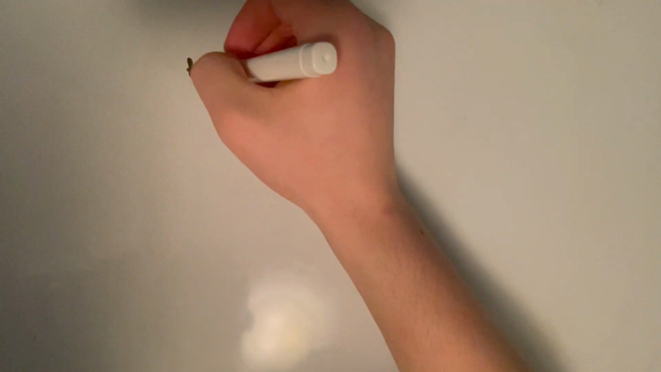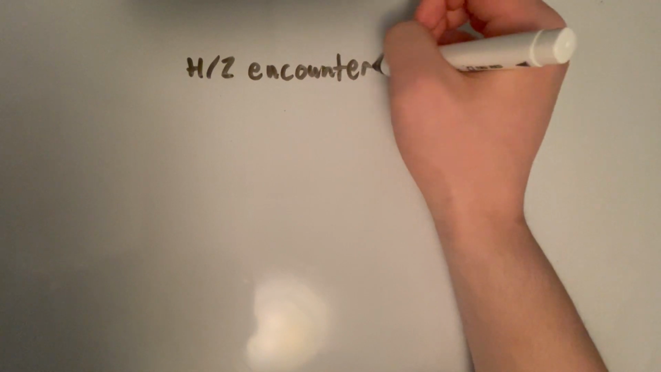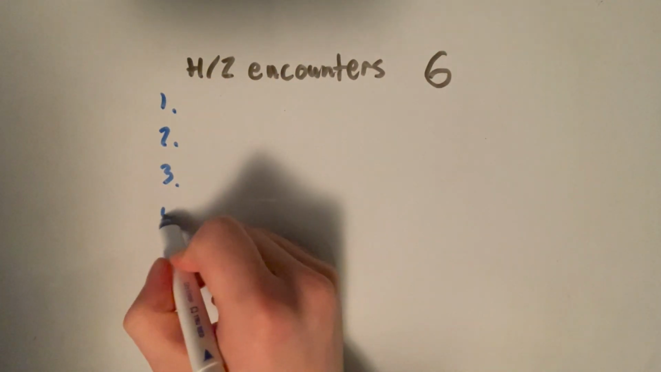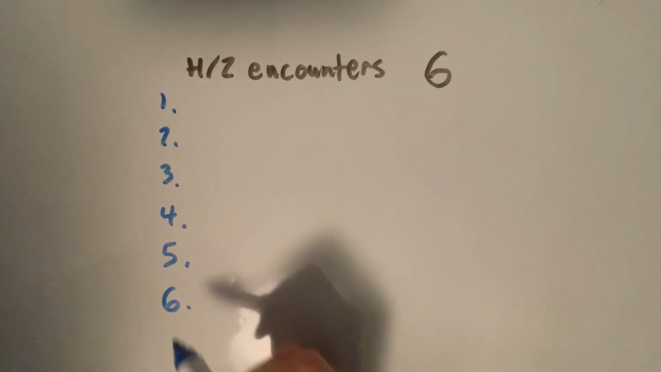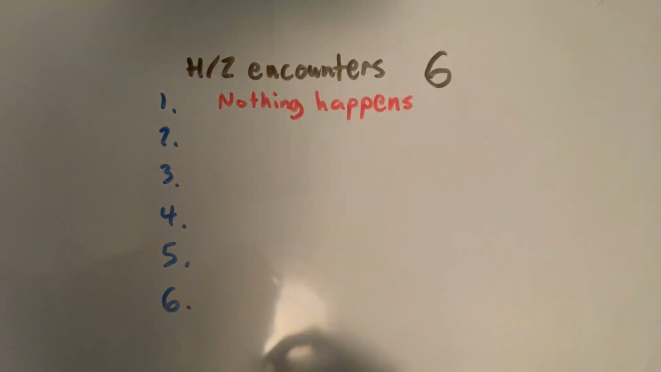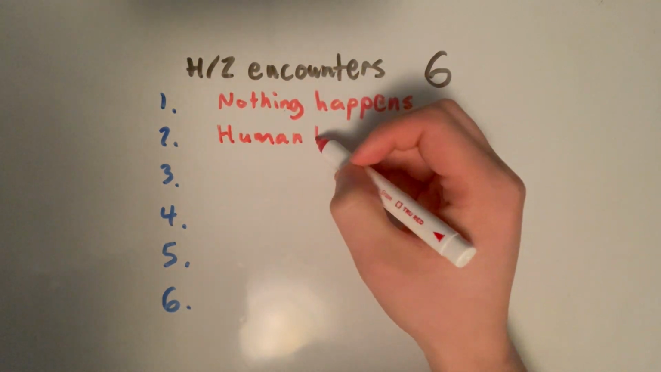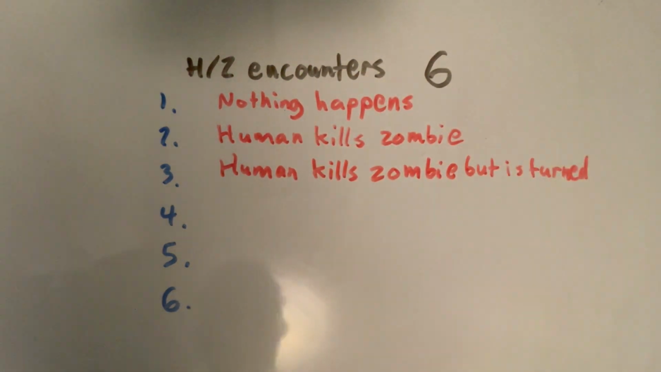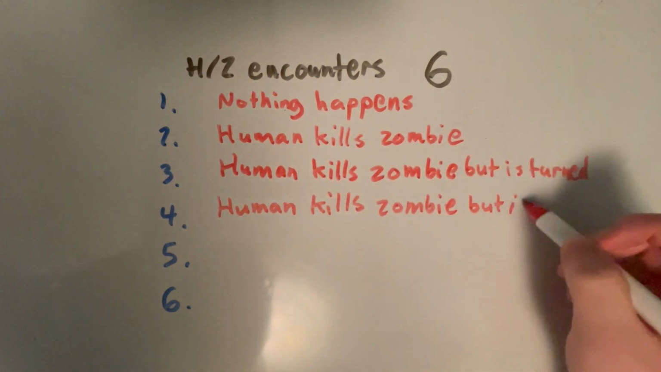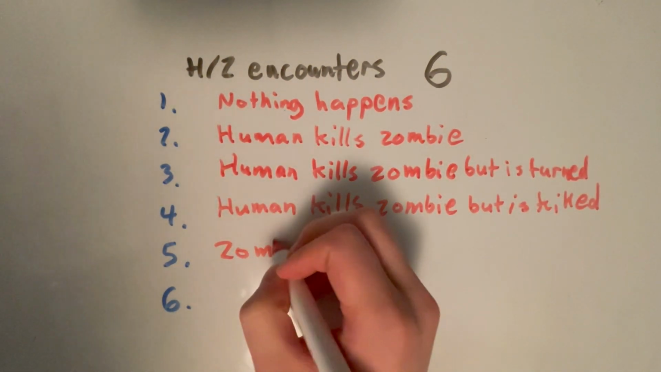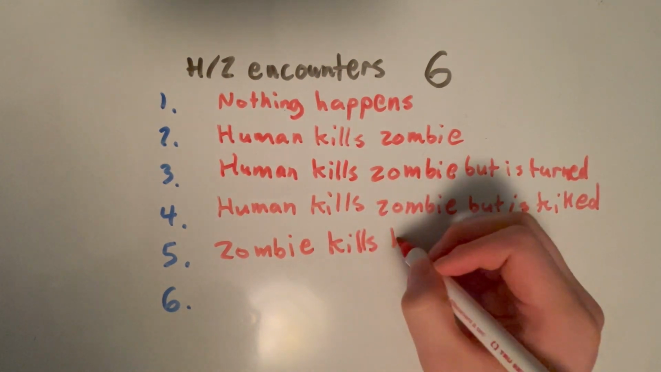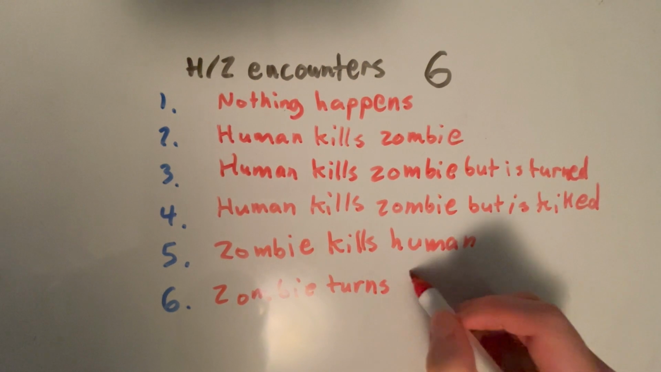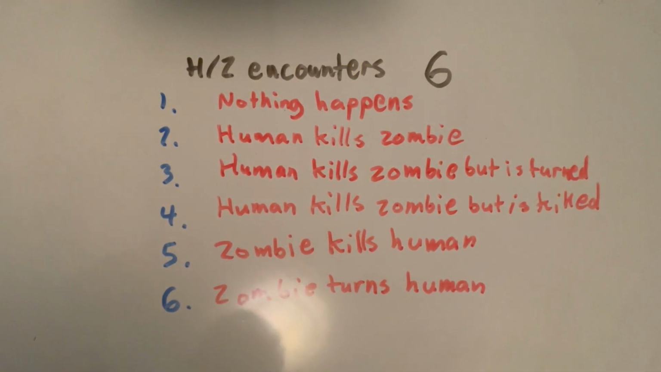We can take human zombie encounters as our measurement or unit of time. Human zombie encounters can end in the 6 following relevant ways. 1. Nothing happens. 2. The human kills the zombie. 3. The human kills the zombie but is turned. 4. Human kills zombie but is killed. 5. Zombie kills the human. Or 6. Zombie turns human. These 6 outcomes each hold unique effects on the equation.